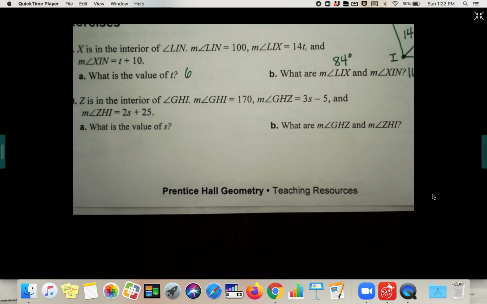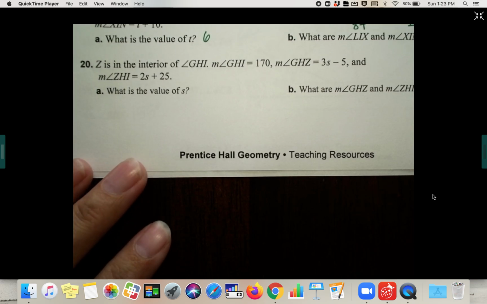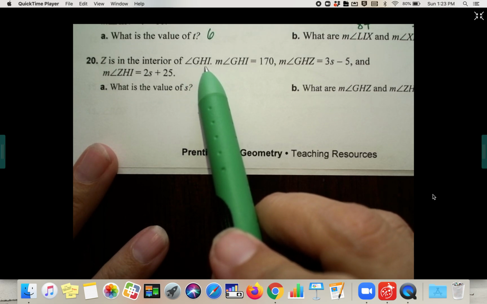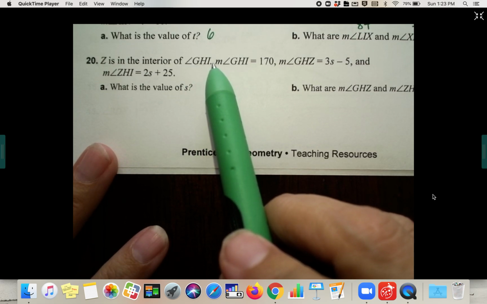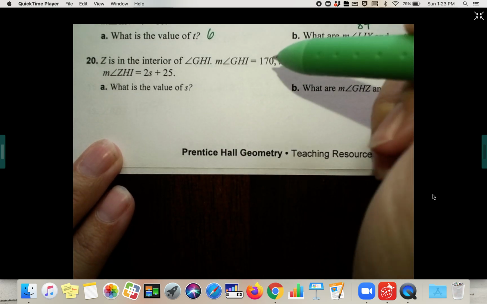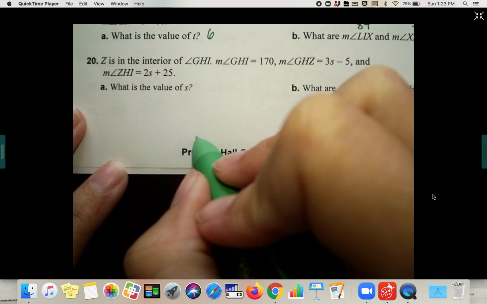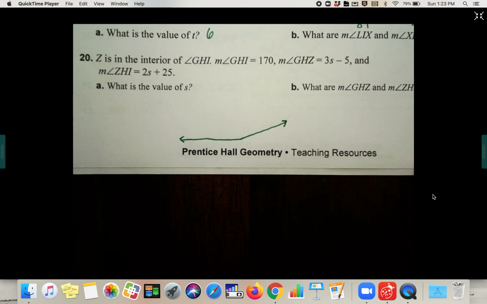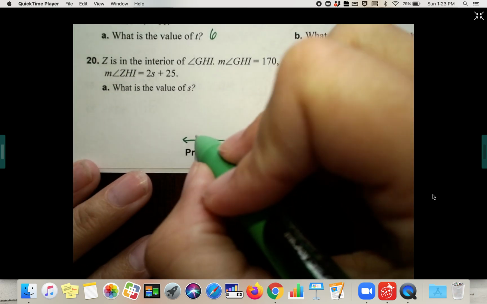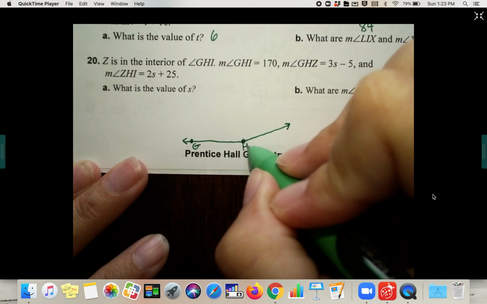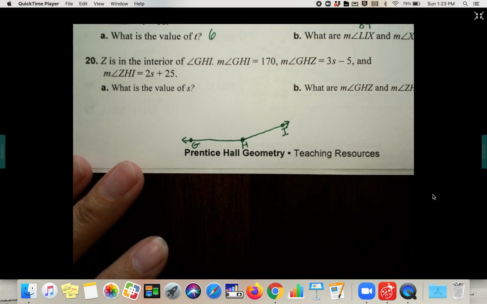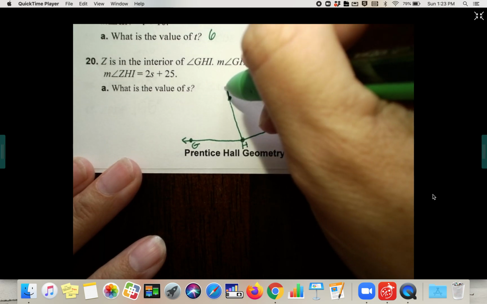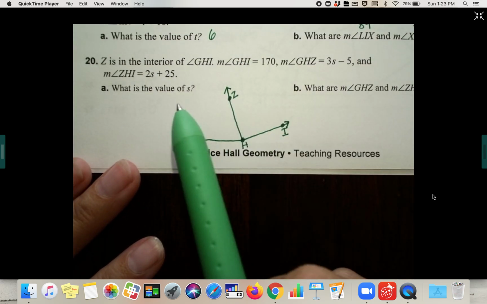Okay, last one. Try this one on your own, then fast forward and see if you got the same answers I did. Z is in the interior of GHI. So let's set this up. GHI equals 170. That's almost a flat angle, since 170 is almost a 180 degree angle. So that is GHI, and then Z is in the interior. I don't know where it's at, so I'm just going to add it there. It's probably off, but that's okay. I just need a visual.